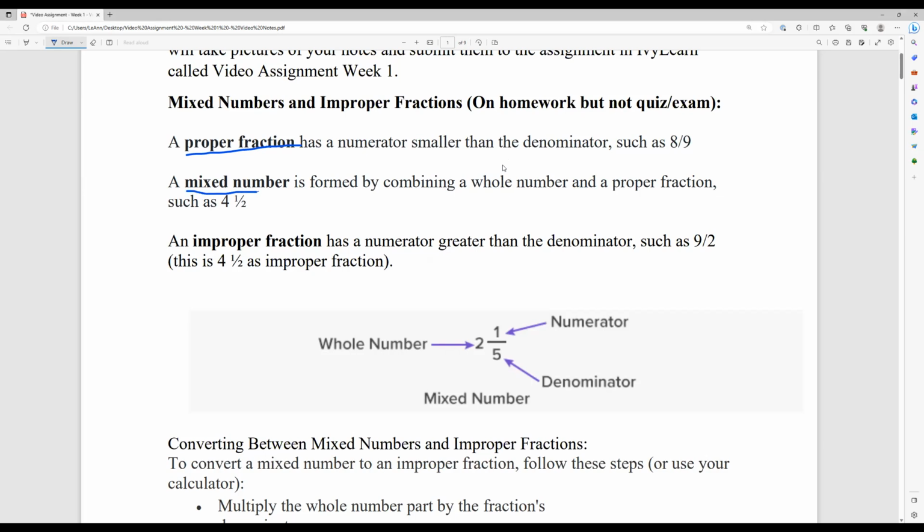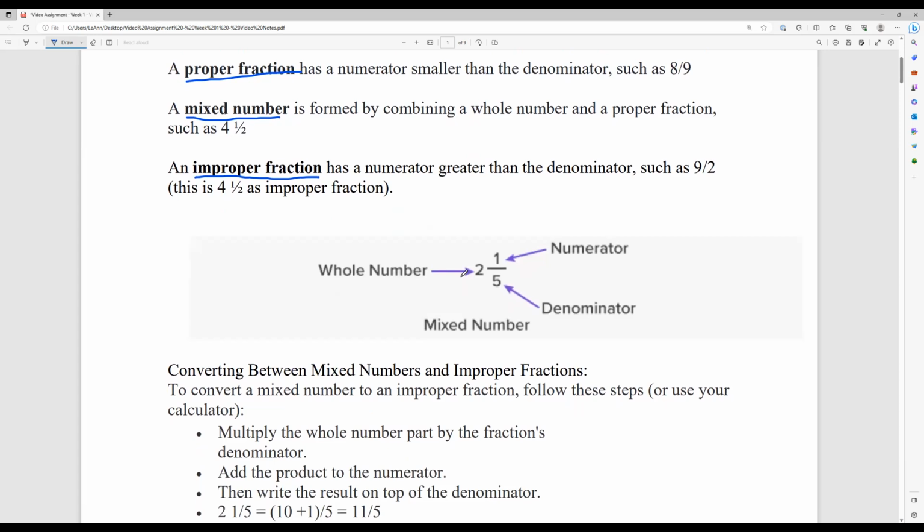A mixed number is formed by combining a whole number and a proper fraction, such as 4 1/2. Notice the whole part and a fractional part. An improper fraction has a numerator greater than the denominator, such as 9/2. Notice the top number is greater in value than the bottom number, 2, and that is what makes it an improper fraction. This is actually 4 1/2 written as an improper fraction, because if you divide 9 by 2, you'll get 4.5, which is 4 1/2. So to re-diagram what we've talked about, a mixed number has the whole number part, a numerator, and a denominator. What we want to practice in this section is converting between mixed numbers and improper fractions.